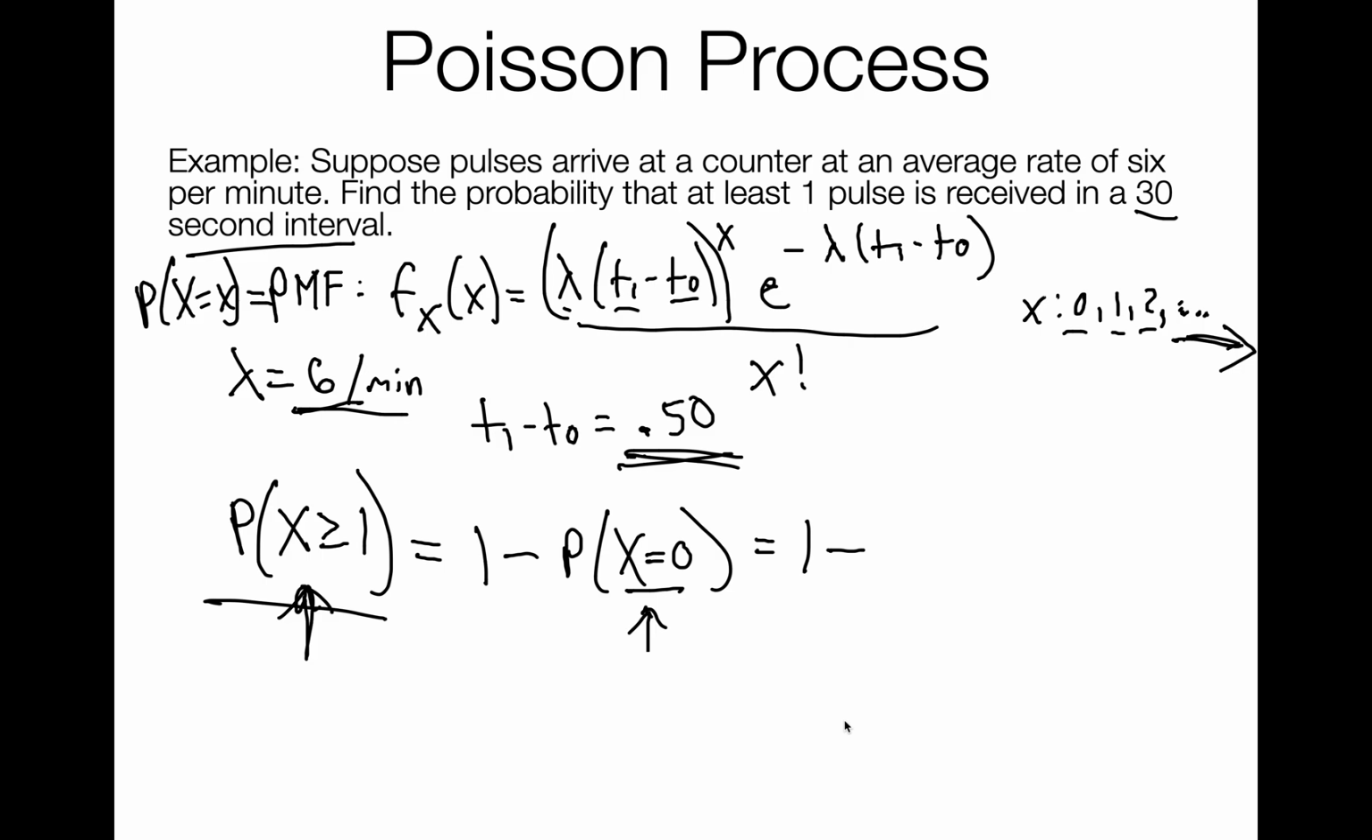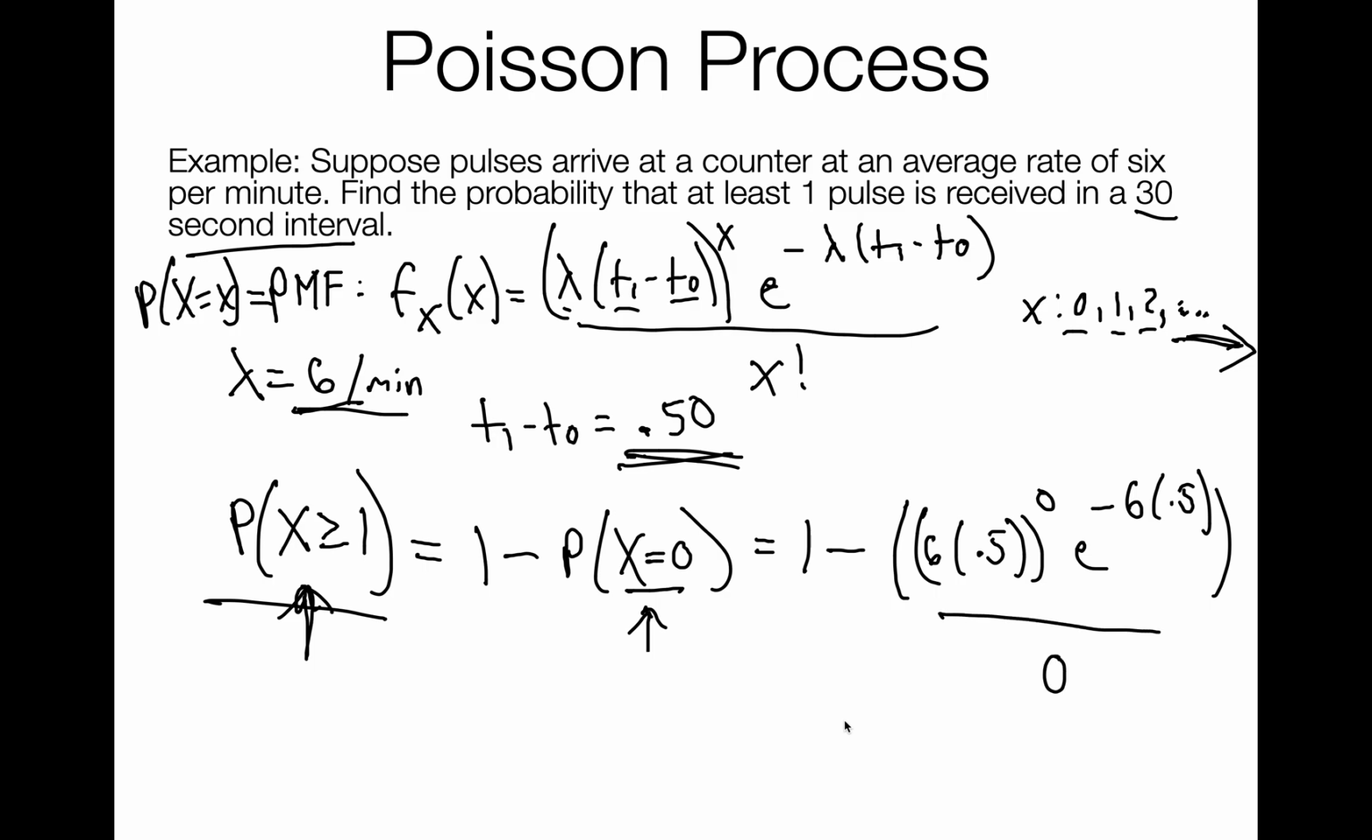So what we get here is 1 minus lambda times 0.5, all raised to the 0 power, times e raised to the negative lambda, which is 6, times T1 minus T0, which is 0.5, divided by x factorial, which is 0 factorial.